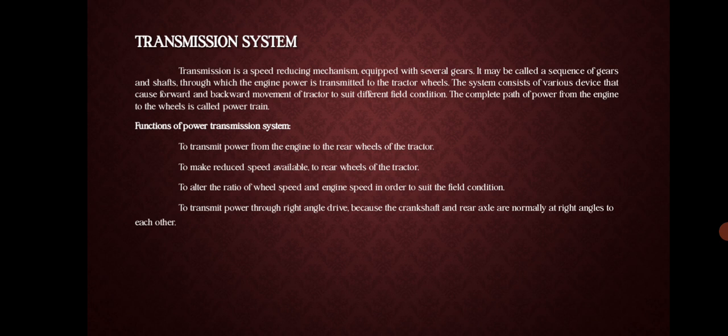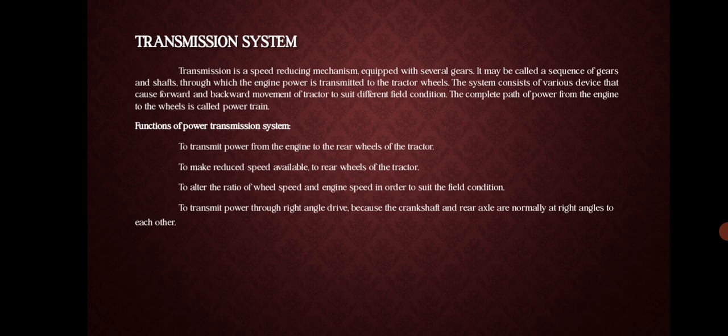Transmission is a speed-reducing mechanism equipped with several gears. It may be called a sequence of gears and shafts through which the engine power is transmitted to the tractor wheels. The system consists of various devices that cause forward and backward motion of the tractor to suit different field conditions. The complete path of power from the engine to the wheel is called the powertrain.